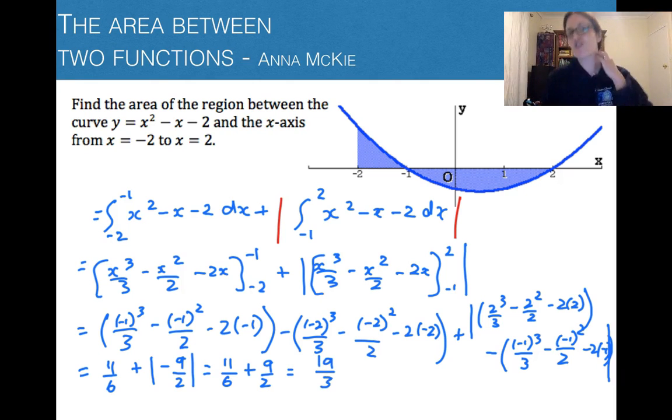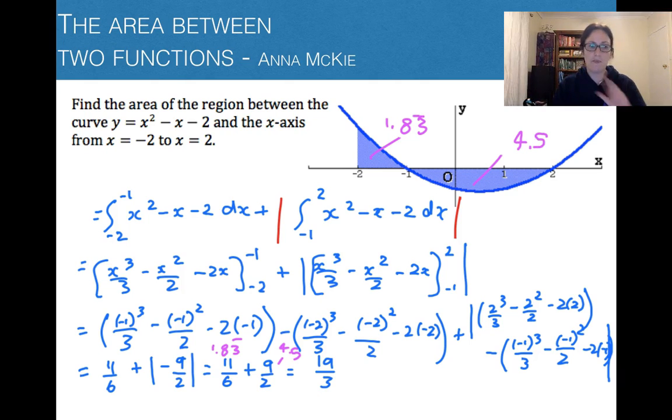Now I just want to show you how to check that on your calculator, because what if you've made an error? You want to make sure that you're getting this right. But there are going to be limitations. This 11 on 6 number is the equivalent of 1.83 recurring, and 9 on 2 is 4.5. So those numbers should be in here. So this should be 1.83 recurring and 4.5 there, but that'll end up being -4.5.